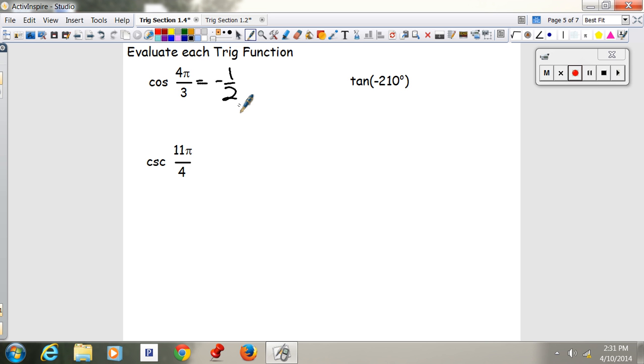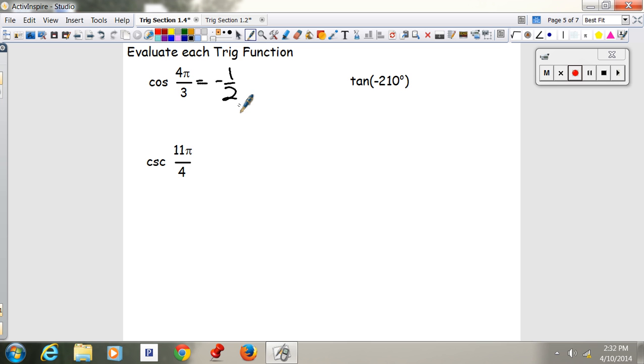Where is 4 pi over 3? It's 240 degrees. You go across the cosine, you'll see negative 1/2. If you were to go to your circle and go down to 240 degrees, you would see the x-coordinate being negative 1/2. Because that's what your cosine would be. Okay, tangent of negative 210. Go.